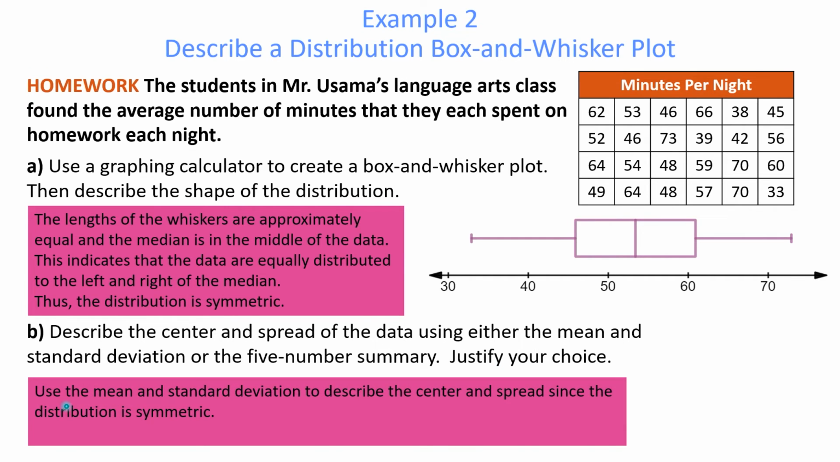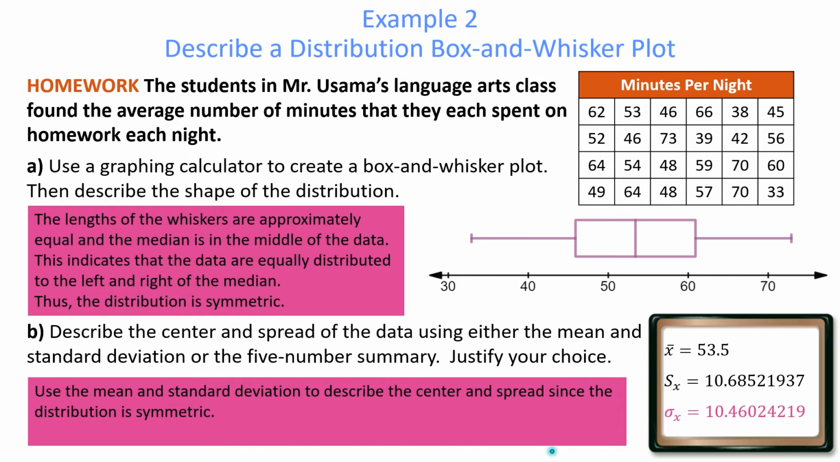Now, we use the mean and standard deviation to describe the center and spread since the distribution is symmetric. Now, these are the values we obtain. So we have the mean of 53.5. Okay, and then we have two possible values for the standard deviation. Now, S sub x is the standard deviation for the sample, and sigma sub x is the standard deviation for the population.